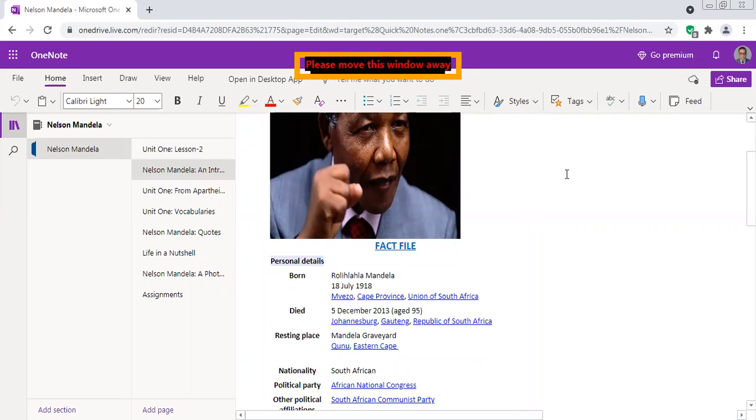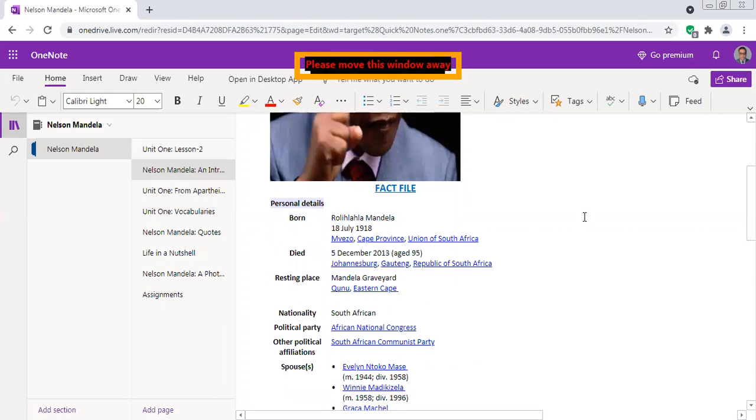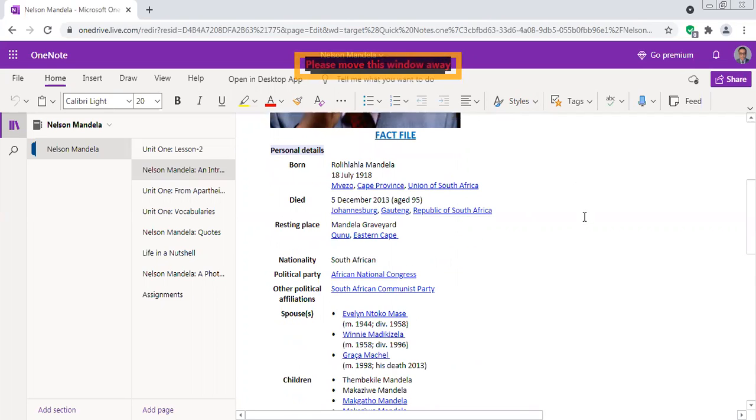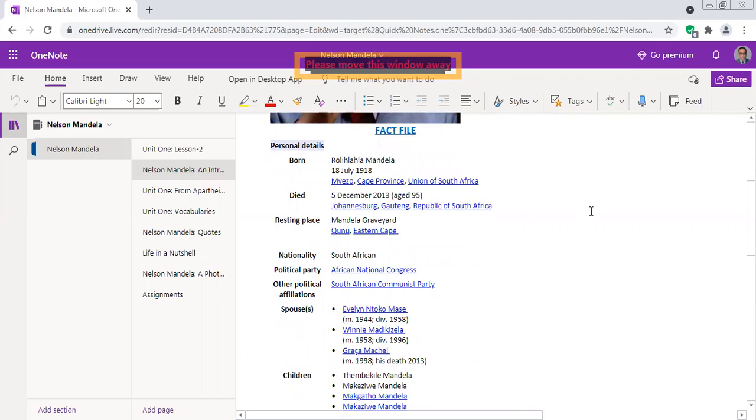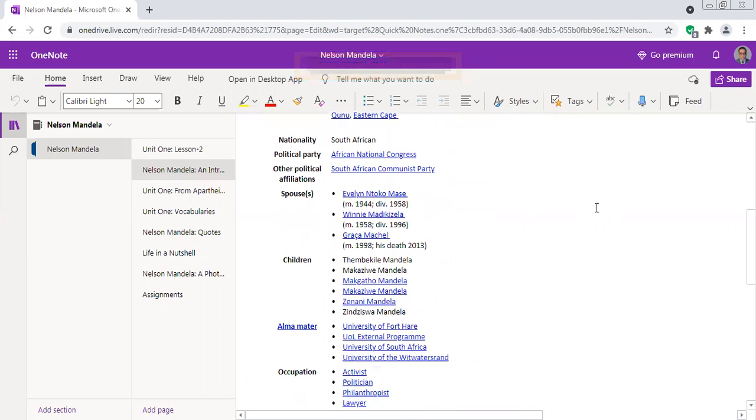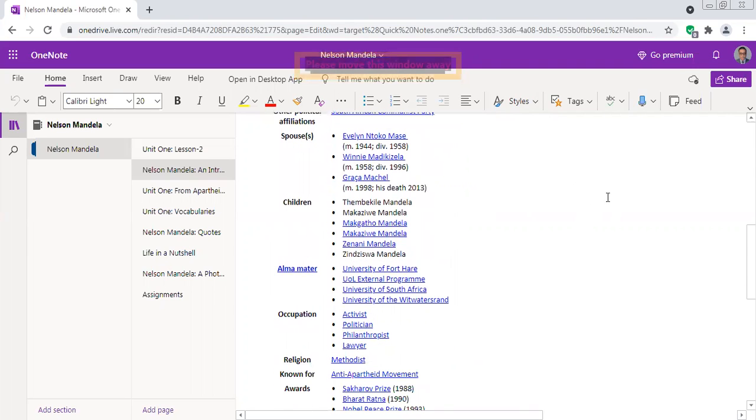Nelson Mandela was born on 18 July 1918 and died on 5th December 2013. He was a South African, and he was a member of the African National Congress and the South African Communist Party. And he was an activist, politician, philanthropist, and a lawyer.